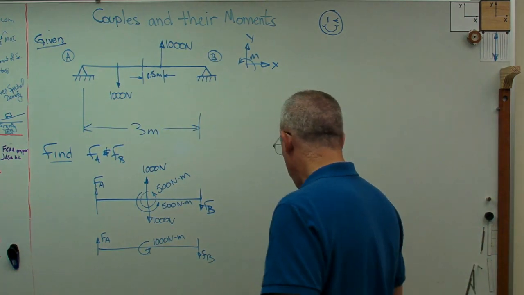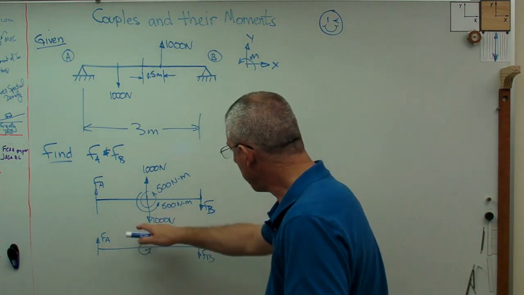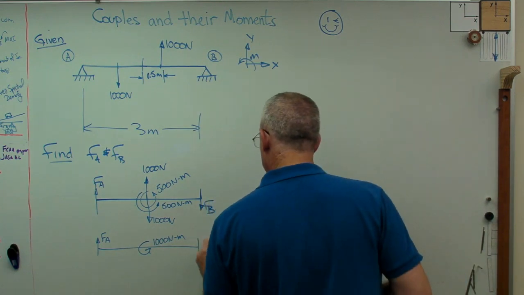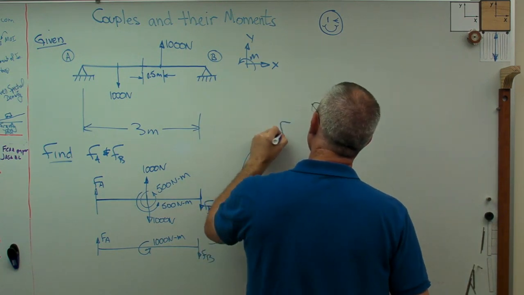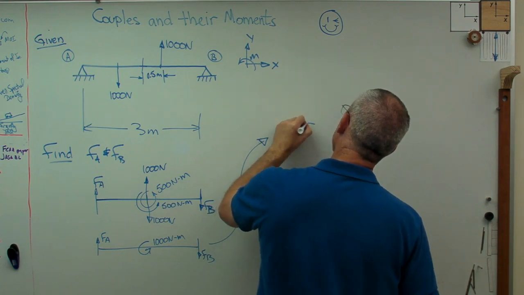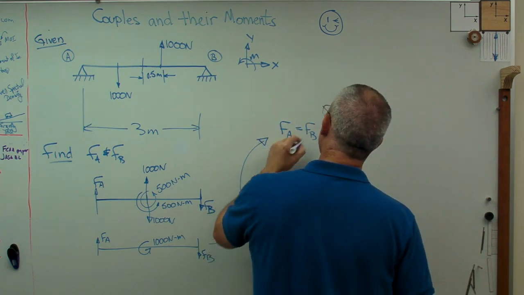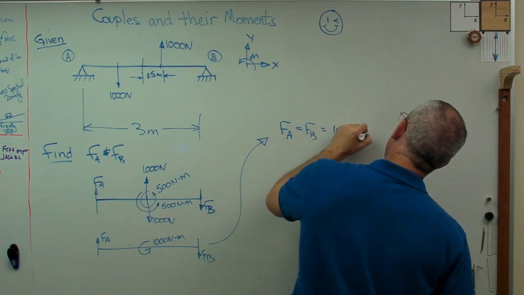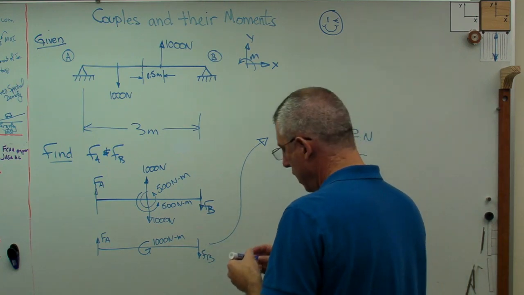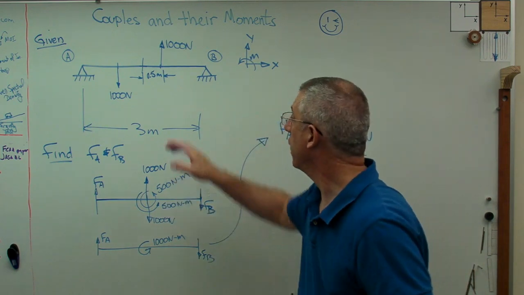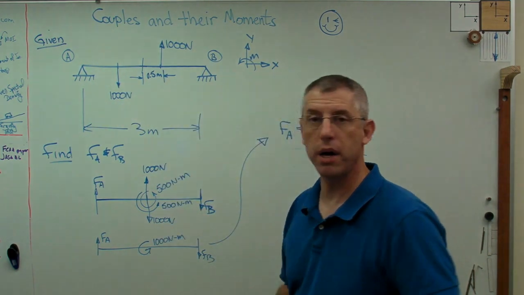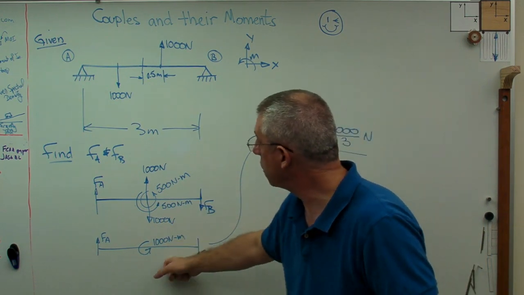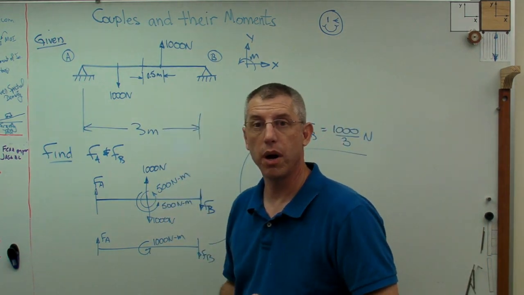Makes sense? So if I go through and solve this exact problem, guess what I'm going to find out? I'm going to let you do it because I want to keep this video short. I'm going to find out FA equals FB, just like before, and that that's 1,000 over 3 newtons. So there you go. A couple, replaced by a moment. And it's mathematically equivalent because I get the same answer this way as I did when I solved the problem that way.